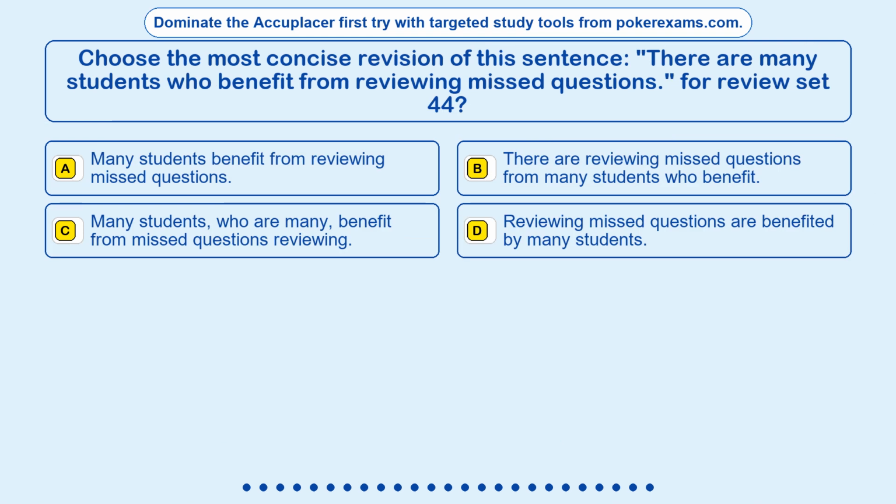Question 22. Choose the most concise revision of this sentence. There are many students who benefit from reviewing missed questions before review set 44. Option A. Many students benefit from reviewing missed questions. Option B. There are reviewing missed questions from many students who benefit. Option C. Many students, who are many, benefit from missed questions reviewing. Option D. Reviewing missed questions are benefited by many students.